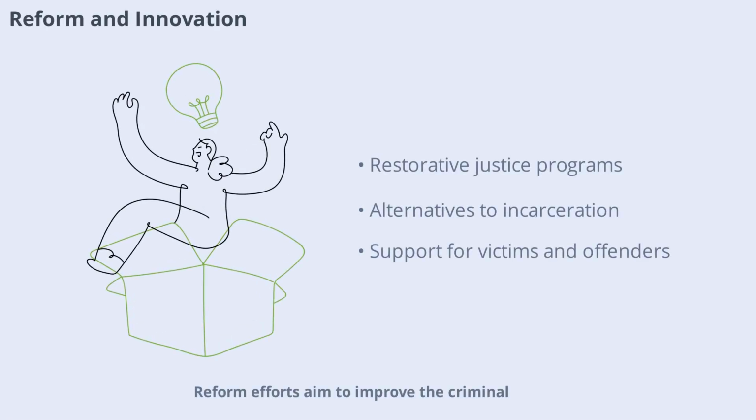Reform efforts aim to improve the criminal justice system by making it more fair, efficient, and humane. Innovations include alternatives to incarceration, restorative justice programs, and better support for victims and offenders. These changes seek to reduce crime, lower costs, and help people rebuild their lives. Reform is an ongoing process that requires input from communities, lawmakers, and justice professionals.